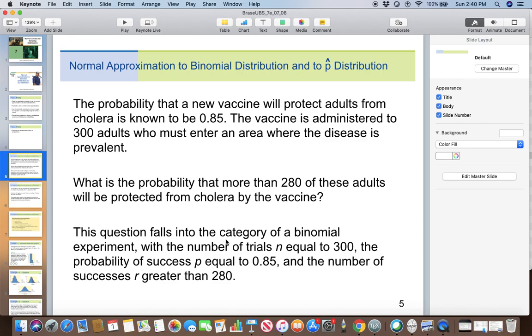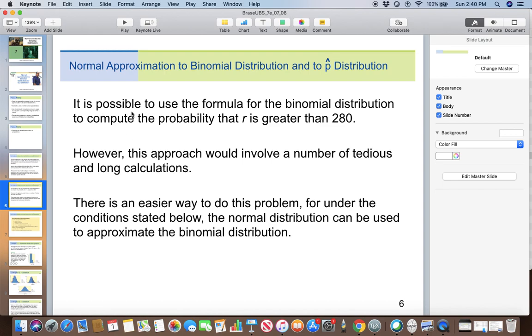This question falls into the category of a binomial experiment. Number of trials n is 300. Probability of success p is 0.85 and the number of successes is greater than 280. Now, it is possible to use the formula for the binomial distribution to compute the probability that R is greater than 280. However, this approach would involve a number of tedious and long calculations.